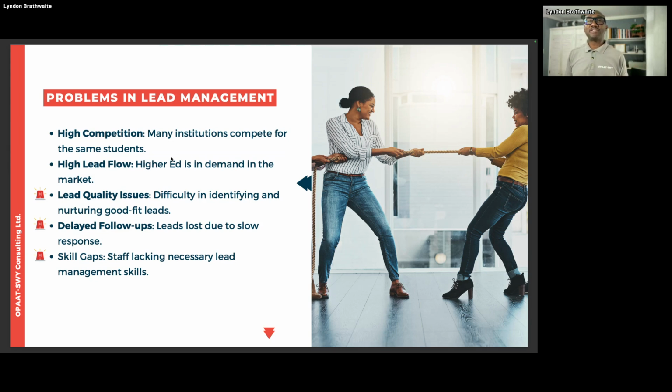And then you also have instances where the lead comes in and there's this long period of time where the lead isn't followed up on in a timely manner.